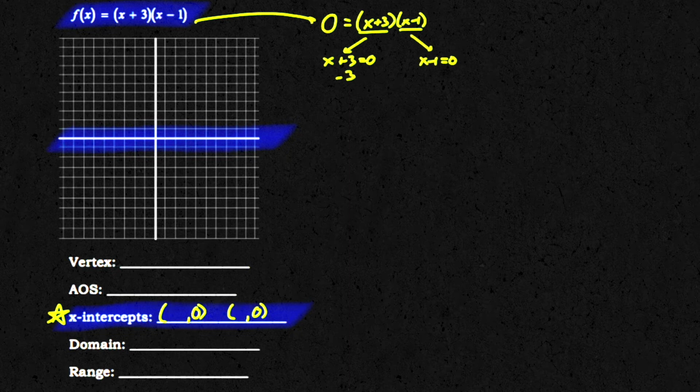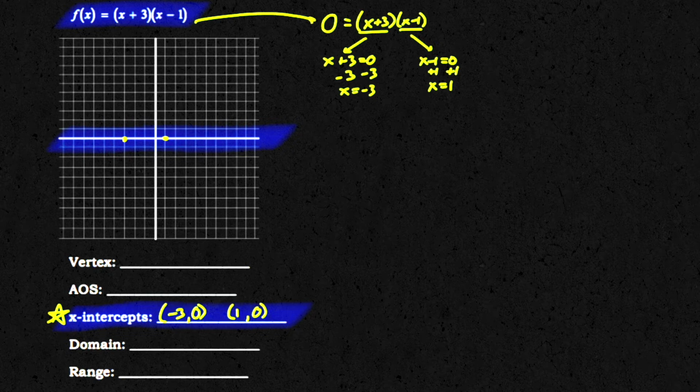In the first equation we have x plus 3 equals 0, and all I have to do is subtract 3 from both sides and get x equals negative 3. Over here we have x minus 1 equals 0, and all I have to do is add 1 to both sides, and x equals 1. So the two x-intercepts are at negative 3 and positive 1. So we can fill those in, and then plot them on the graph.